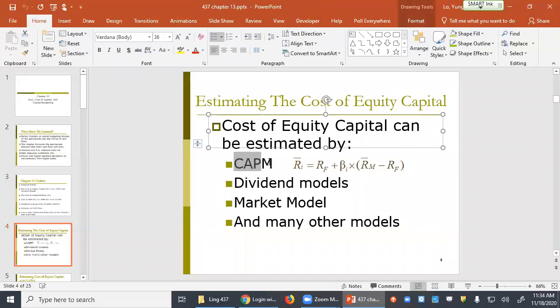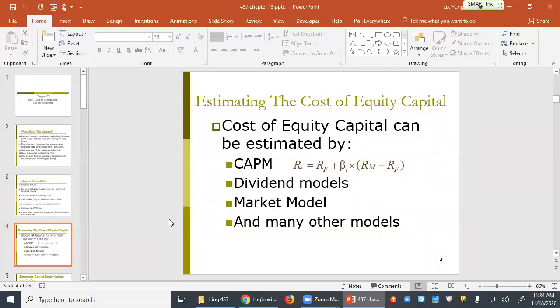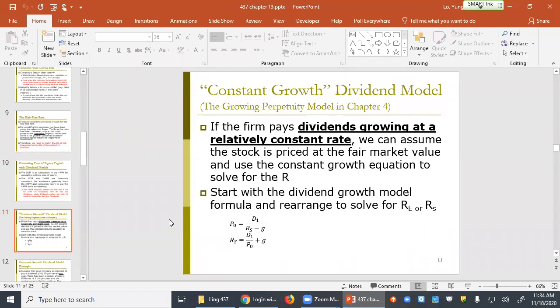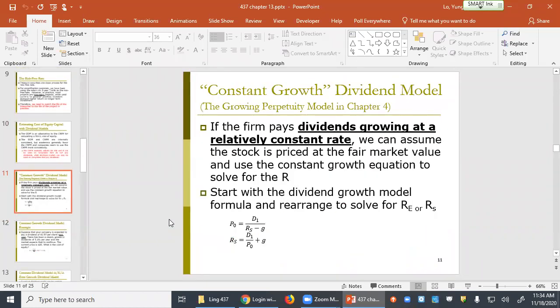And we have reviewed how to use CAPM to estimate cost of equity. And now we are talking about how to use one of the dividend models to estimate the required rate of return. This is where we ended last time, on slide number 11. So if you find a company that pays dividends regularly, then chances are you may be able to use one of the dividend models to estimate your cost of equity.